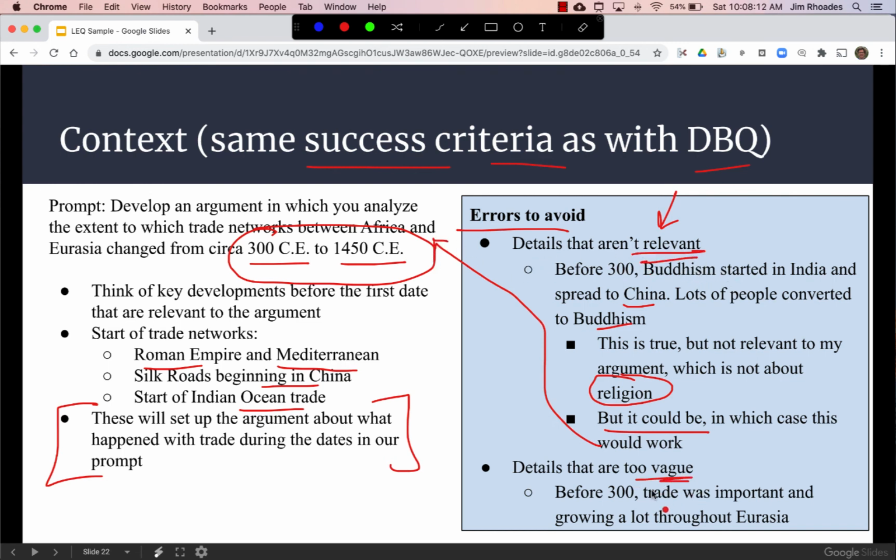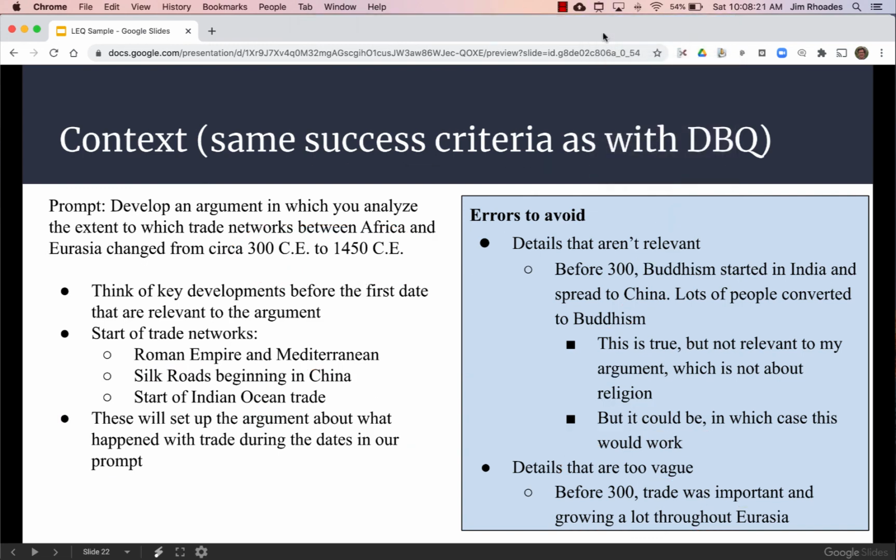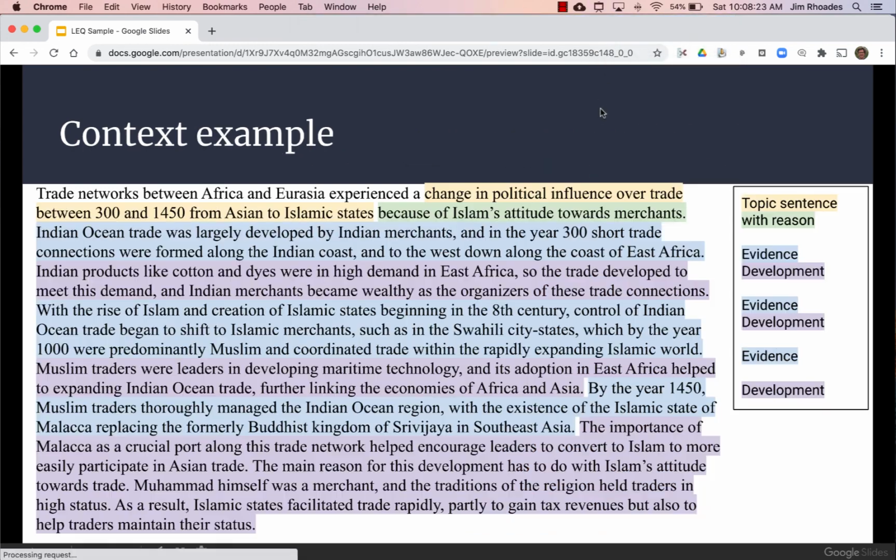I also need to avoid being vague. If my context says trade was important and growing, that's not specific enough. I really need some of that specific stuff in there. So there is a specific requirement going on with the context.